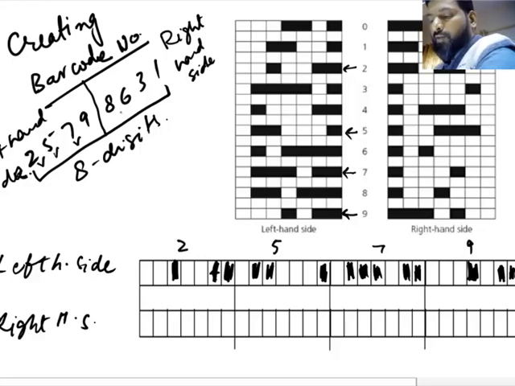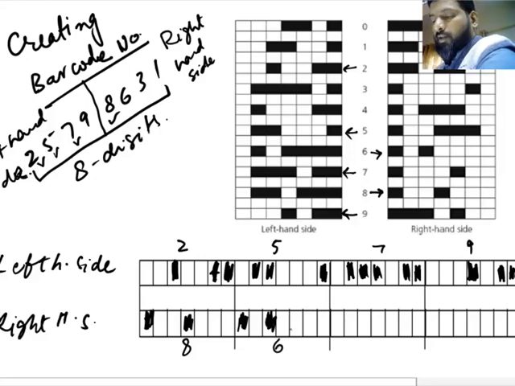Now moving on to the next part, which is 8631. Now I'm going to look in the right hand side column for 8. The first column should be colored black, 2 should be left empty, and then the fourth one should be colored. This way you have seen that the 8 is formed. Then moving on to 6, right hand side. The first block should be colored, then the second block should be left empty, then the third block should be colored, and the rest should be left empty. Now 6 is formed.